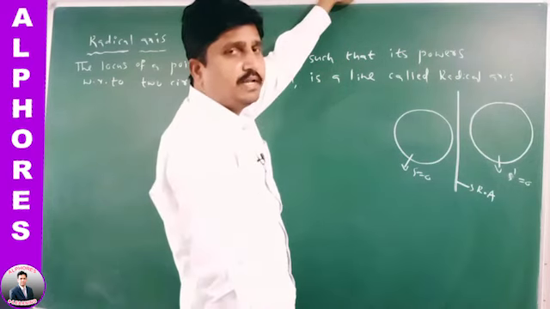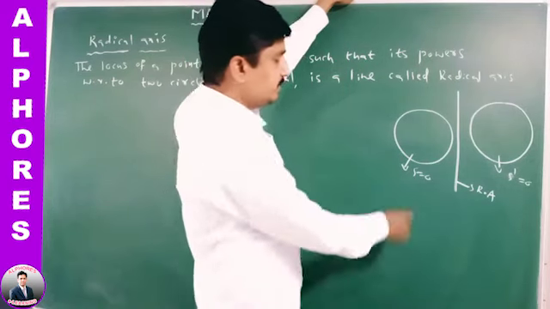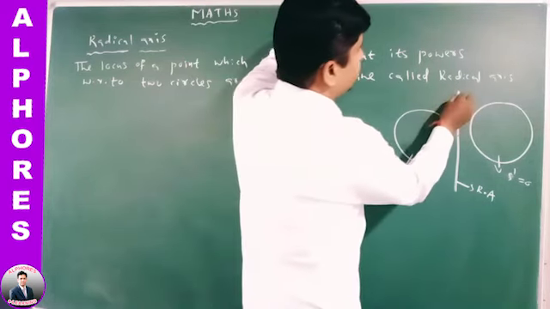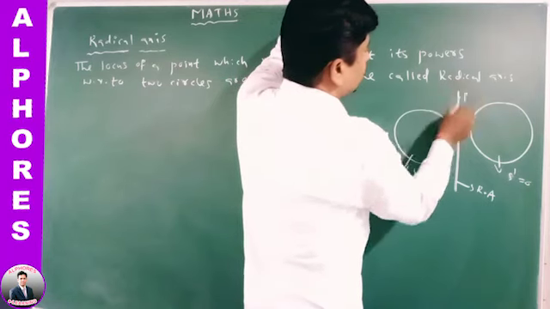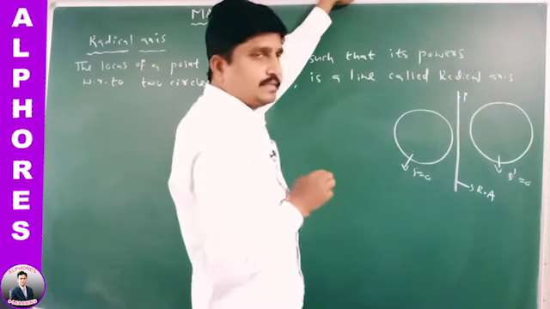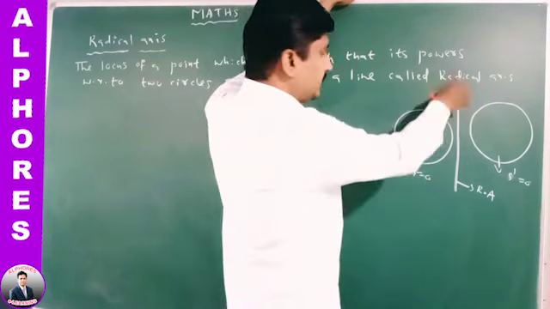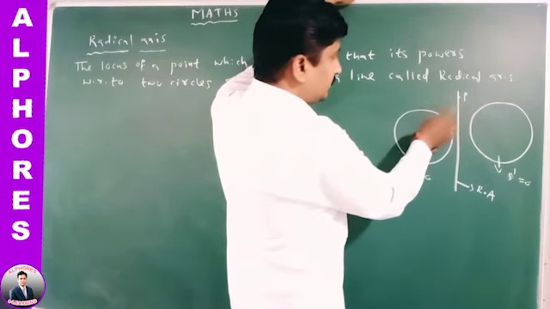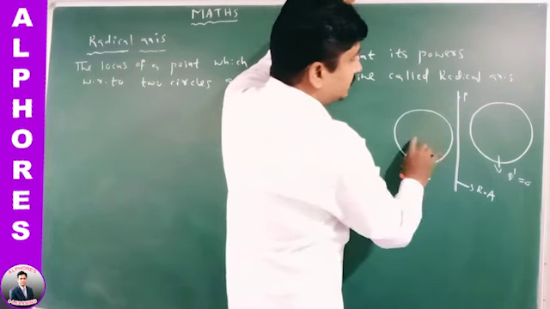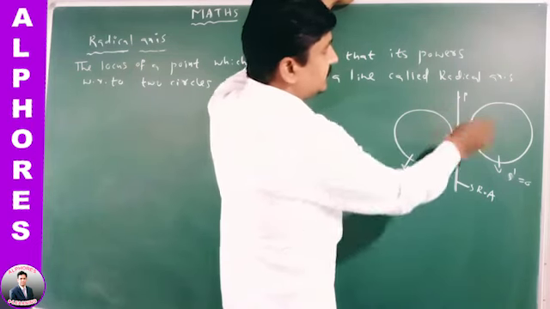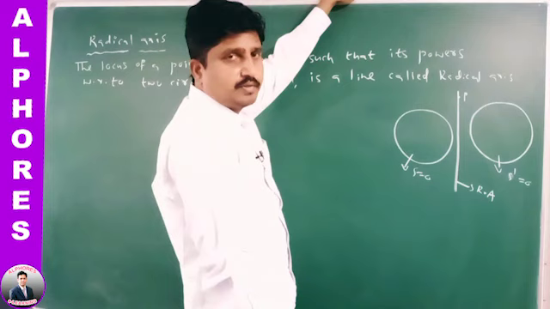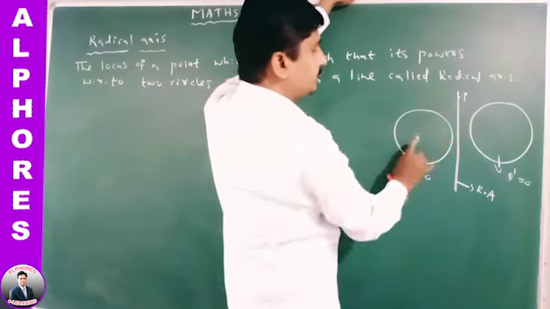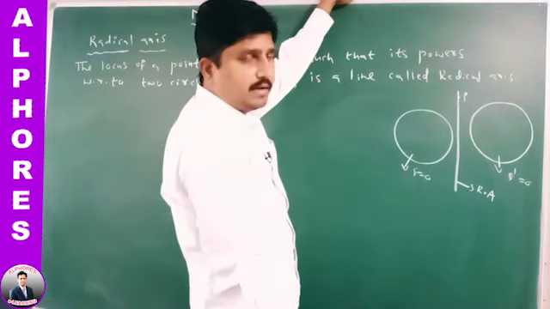Powers equal means what? S11 values are equal. Suppose the point P lies on the radical axis. From the point P, with respect to the two circles, the powers are equal. The power of a point P with respect to the two circles is equal.